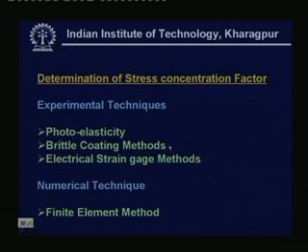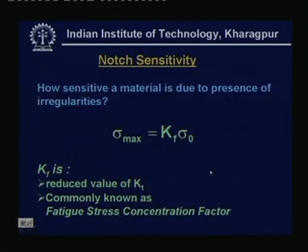This is a paint which has brittle characteristics, and that shows the yield whenever it is acted upon, because the brittle material separates very quickly and then the yield takes place, and electrical strain gauge methods. So, these are the certain experimental techniques that we use for determination of the stress concentration factor, and the numerical technique, finite element method, is also quite popular in this regard.